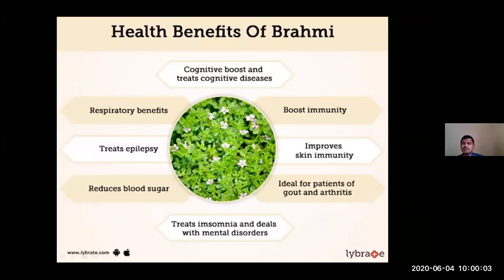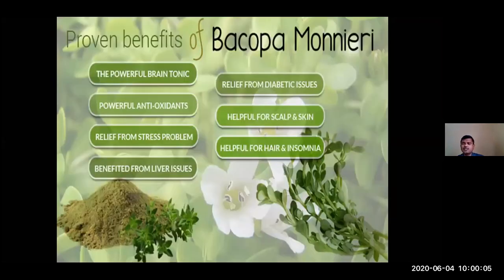So the proven benefits of Bacopa monnieri. They used to say it is a powerful brain tonic. It is a memory booster. It is a powerful brain tonic, having powerful antioxidant properties, and it gives relief from stress problems. And it is useful in case of skin diseases, that is Kushta and Kandu.